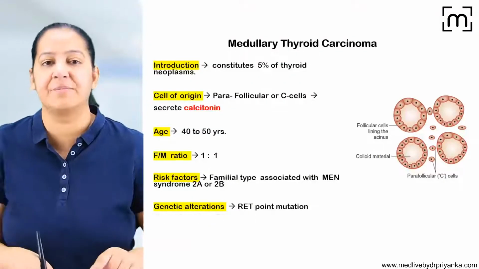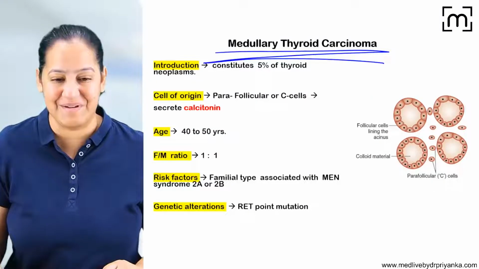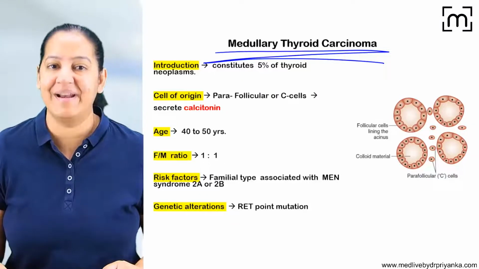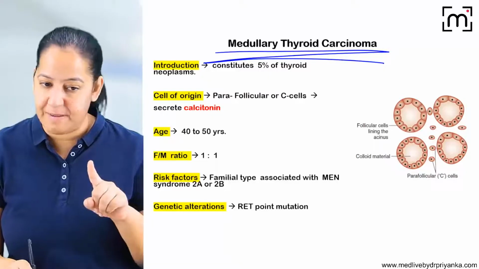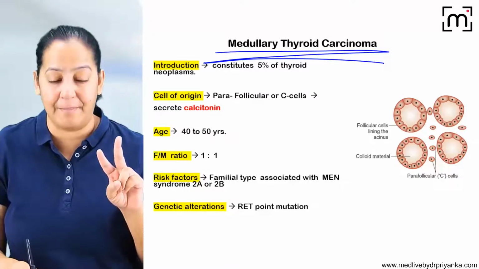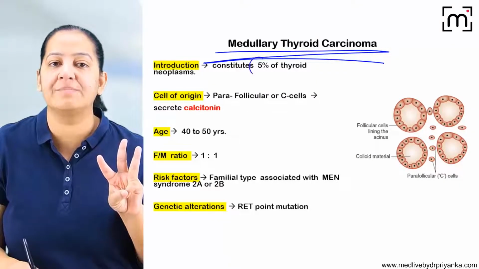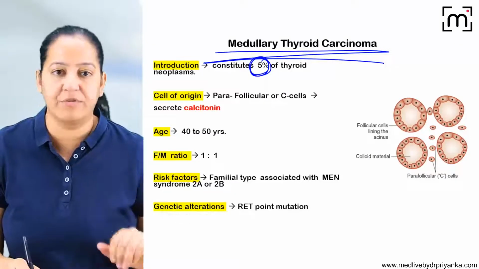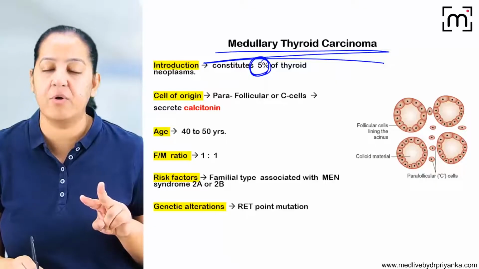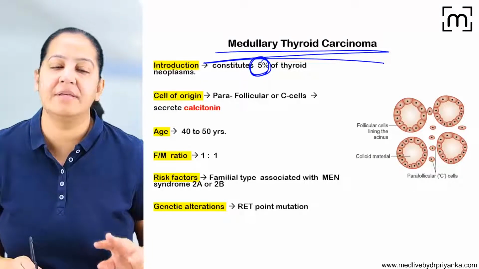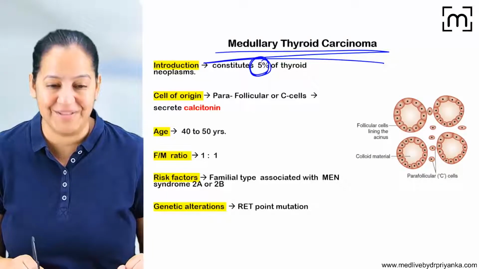Coming to the third carcinoma, that is medullary thyroid carcinoma. So can I start the third one? Yes. So let's start medullary thyroid carcinoma. It is the third most common. Most common is papillary, second most common is follicular, the third most common is medullary. It constitutes 5% of the total. Papillary constitutes 70%, follicular constitutes 10 to 20%, and medullary constitutes 5% of the total tumors of the thyroid.